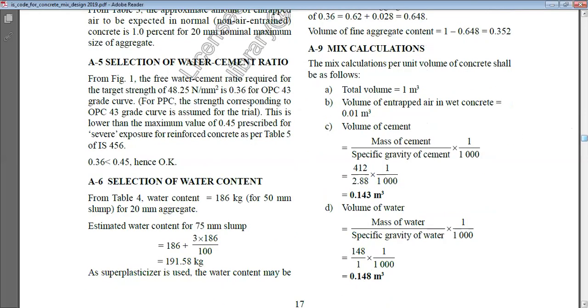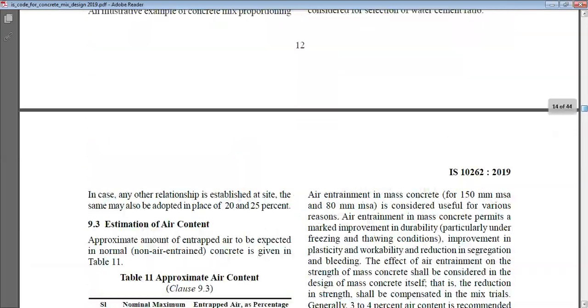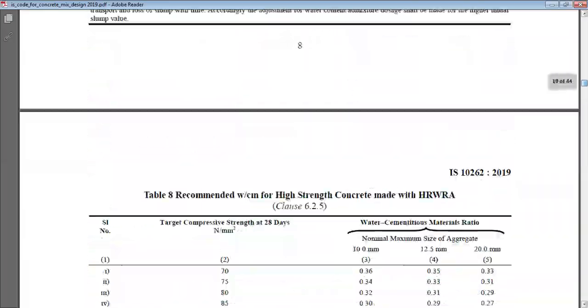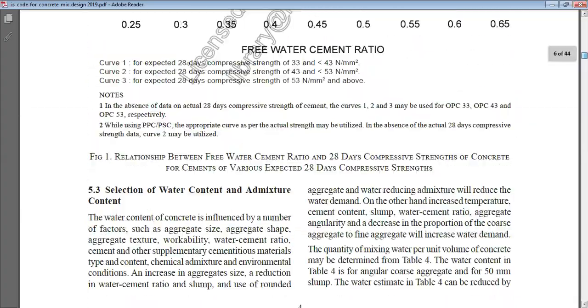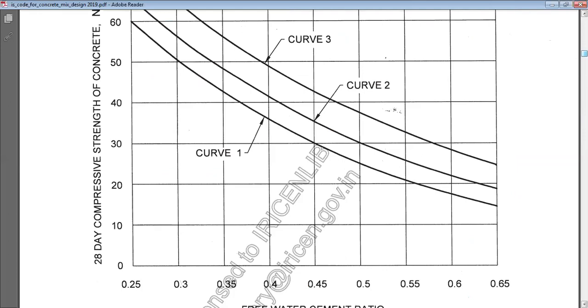Okay. Next, very important, we are going for a selection of water cement ratio. Please see here. A selection of water cement ratio is based on either IS 456 from table number 5 or by using that graph. Okay, we'll go to that graph. Our target strength is 48.25. Here it is. X-axis is water cement ratio and y-axis is compression strength.